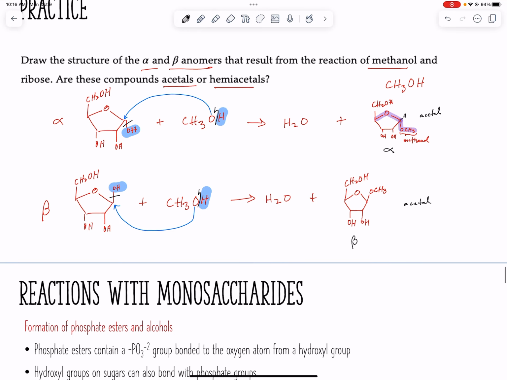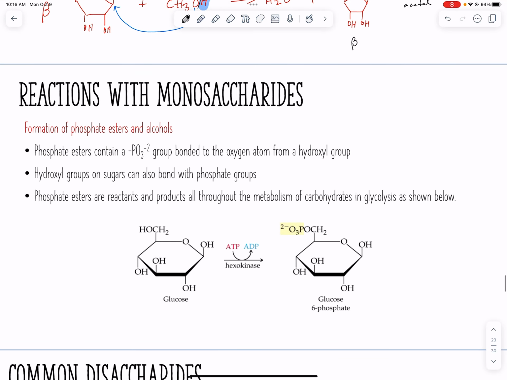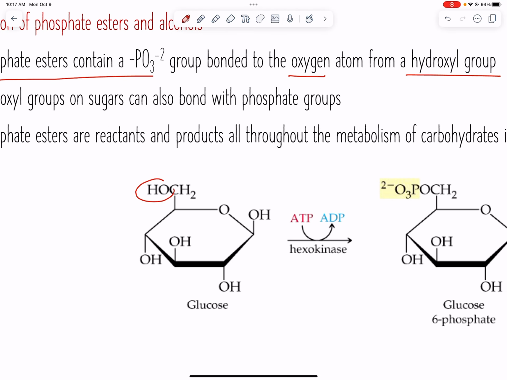All right, moving on. I'm not going to spend a lot of time on this next slide, but we can throw phosphate groups on monosaccharides. So let me read some of this. Phosphate esters contain a phosphate group bonded to the oxygen atom from a hydroxyl group. Now notice, there are hydroxyl groups all over this thing. So which one are we going to put the phosphate group on?